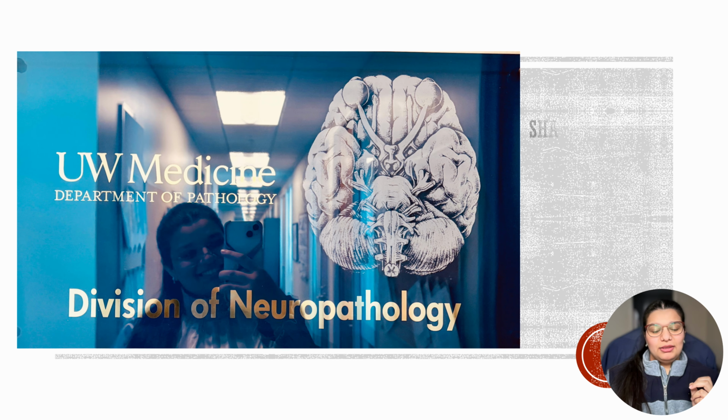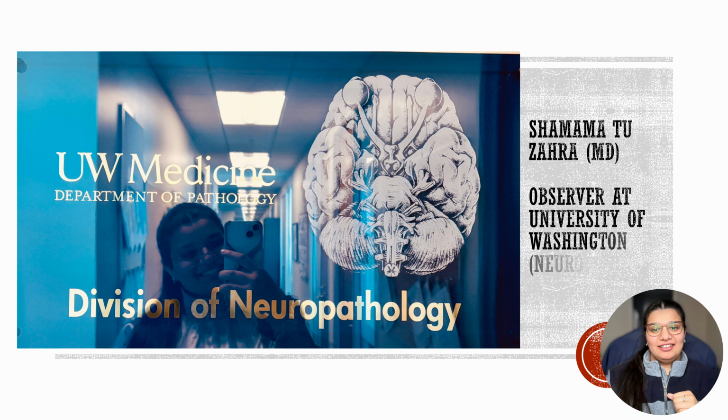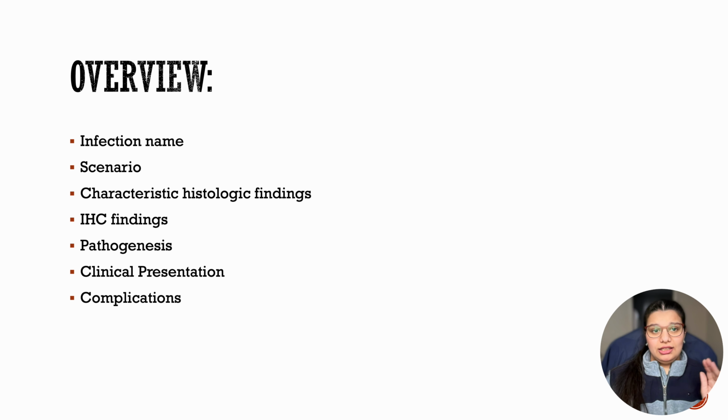This was basically my presentation at my observership rotation at University of Washington. These are going to be a series of lectures on different infections of the central nervous system. I'll break them down one by one, and each video will consist of a single infection. Today our focus would be rabies, but first an overview.